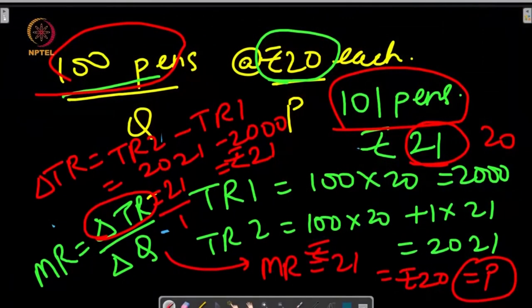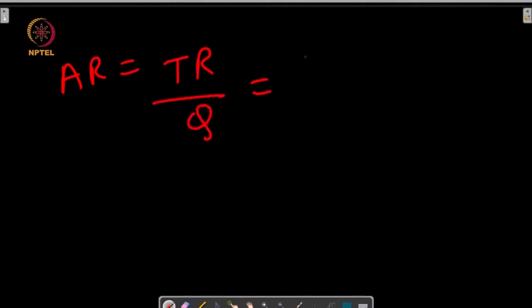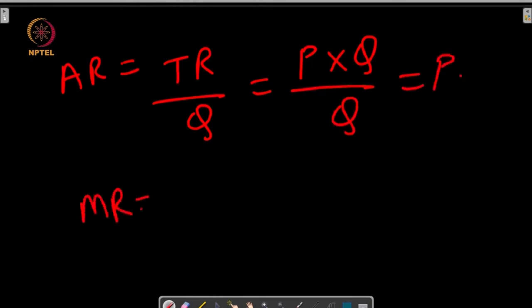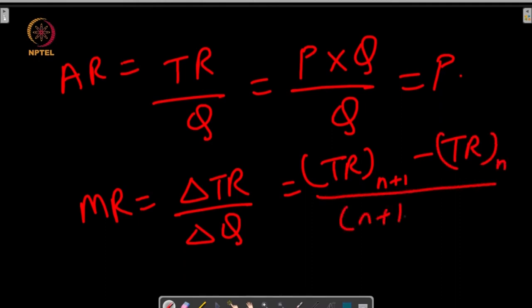Because in this case, what will happen is that average revenue is total revenue divided by quantity, which is P into Q divided by Q, equal to P. And the marginal revenue is delta TR divided by delta Q, equal to TR for selling the n plus 1th item minus TR for selling the nth item, divided by n plus 1 minus n. So delta TR is the total revenue for selling the larger number of quantities, minus the total revenue for selling the smaller number of quantities.